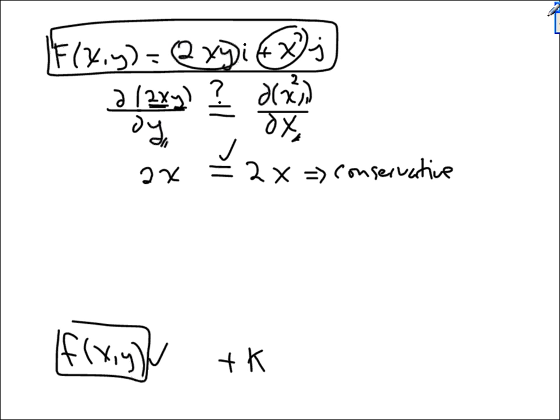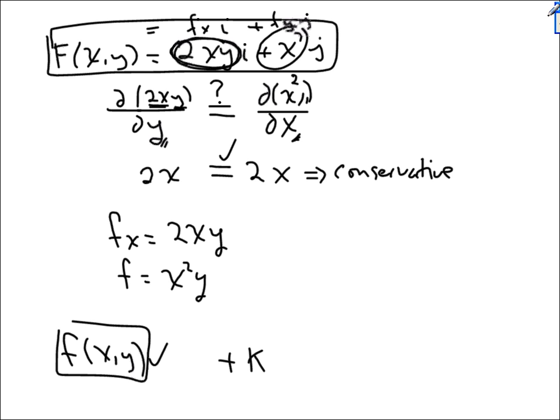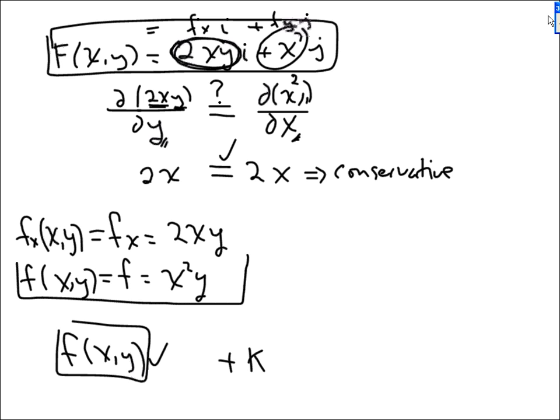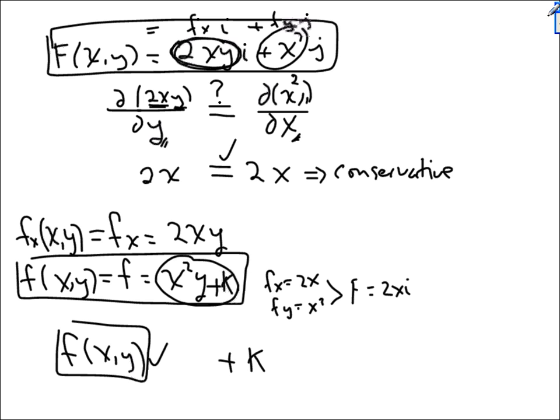Now remember, big F of x, y is equal to our f sub x i plus f sub y j. That is, this here is f sub x. F sub x is 2xy. So f is x squared y. Now, for the record, big F is really f sub x of x, y, and little f is little f of x, y. So little f of x, y is x squared y plus some constant. And you can double check. If this is little f, then f sub x is 2xy, and f sub y is x squared. So the gradient would be f sub x i plus f sub y j, which is exactly what it is.